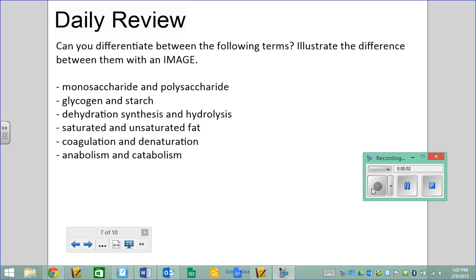My idea here is that you can use a picture to show the difference between these two things. Mono means one, poly means many, and saccharide means sugar. So most of you recognize that a monosaccharide has 1 unit of sugar.